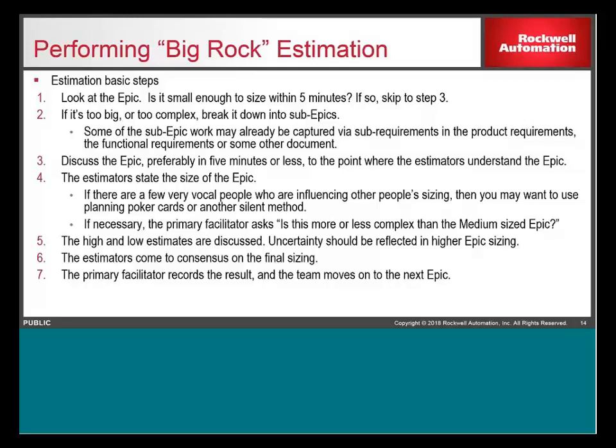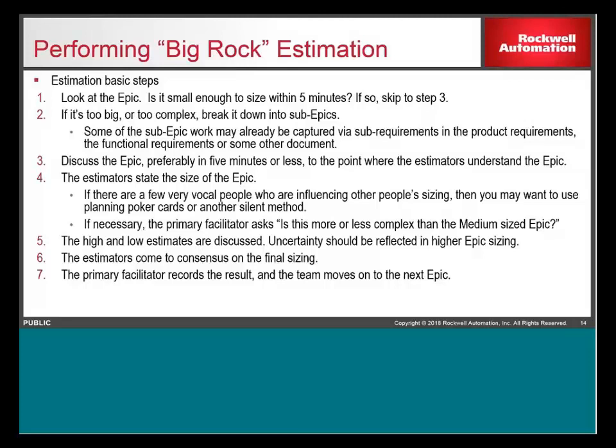So again, the estimators should state the size of the epic. I've had a few experiences where a few vocal people pretty much said, "Yep, this is how big it is," and other stakeholders didn't really weigh in, or they just remained silent because they were intimidated or whatnot. And as a facilitator, you need to pay attention to that. Definitely take advantage of the planning poker cards like what's used in Scrum, or use another silent method, or you just flat out do a person-by-person roll call.